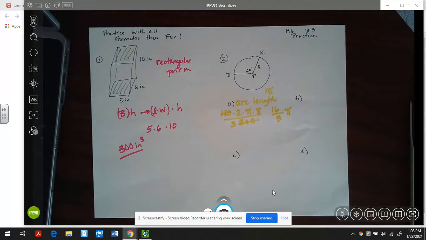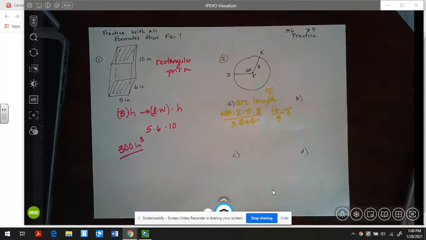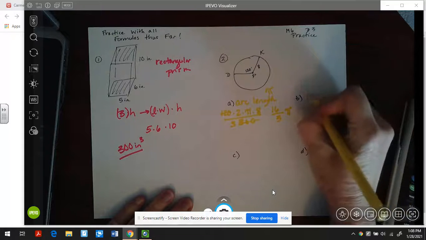Knowing that, please now find the arc length to the nearest tenth, substituting 3.14 for pi. All right, if you use your calculator, 16 times 3.14 divided by 3, it comes out to 16.7.